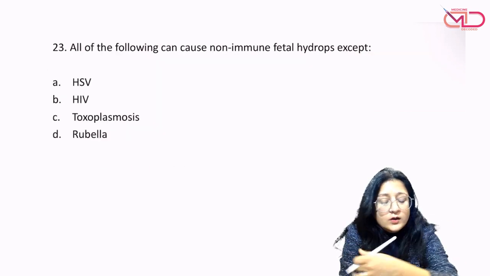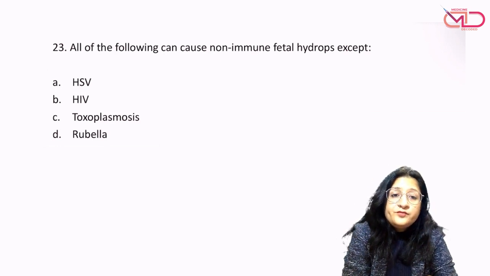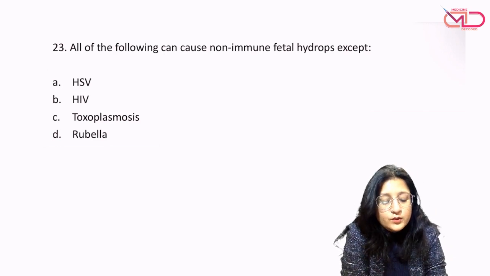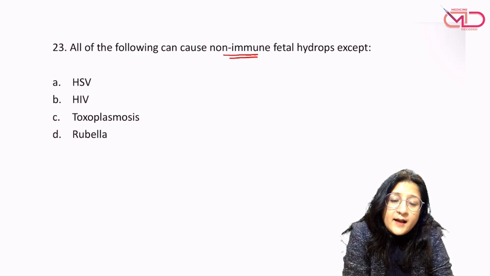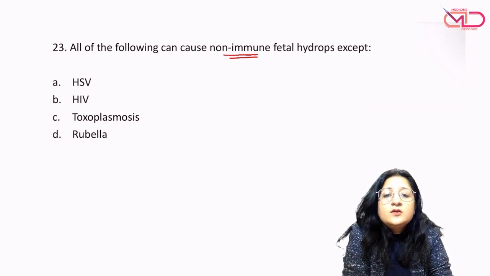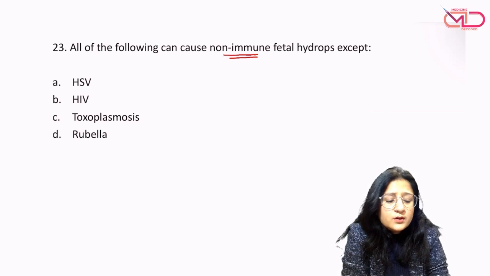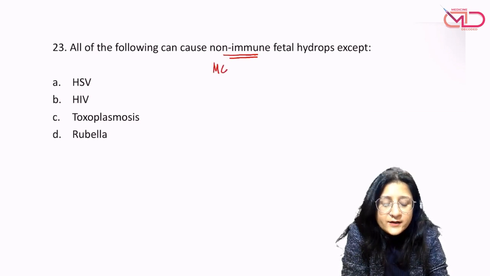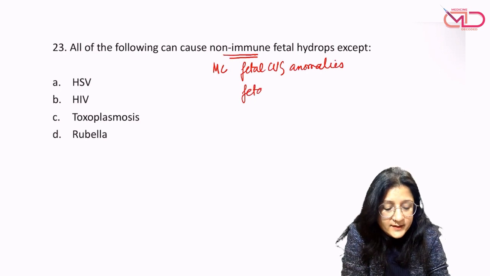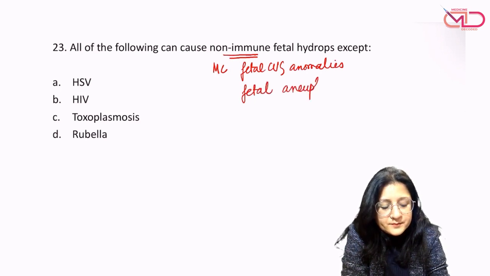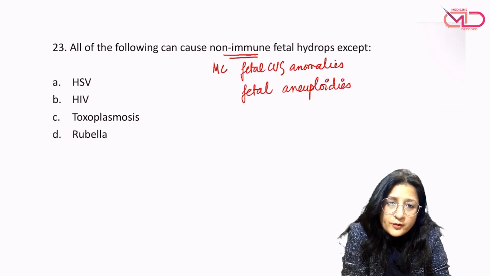Next question. All of the following can cause non-immune fetal hydrops except, right? So non-immune fetal hydrops, meaning fetal hydrops that is happening because of reasons other than Rh incompatibility. The most common cause of non-immune fetal hydrops is fetal cardiovascular system anomalies, followed by fetal aneuploidies like Turner syndrome and everything, right? Of fetal chromosomal abnormalities.